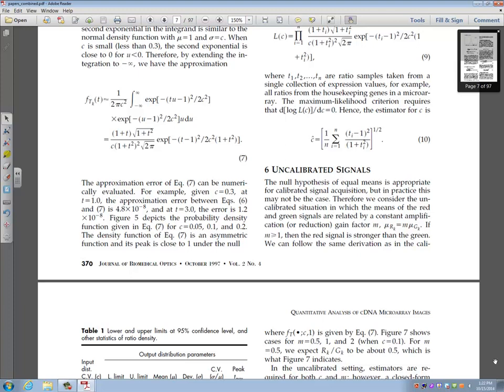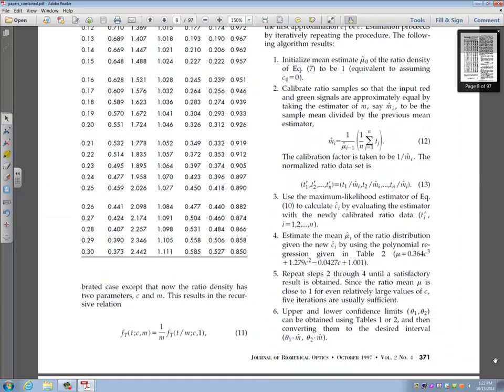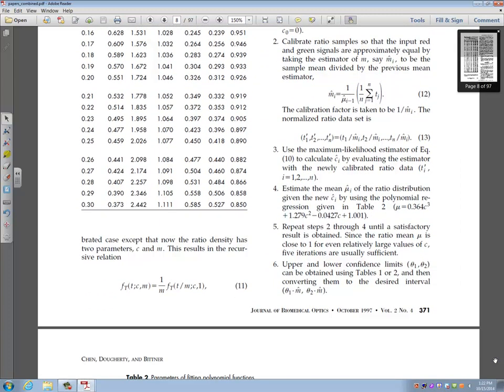And we can follow the same derivation as in the calibrated case, except that now the ratio density has 2 parameters, C and M. And this will result in the recursive relationship, like this. This is the same form, and this is something you've done as undergraduates. When you multiply a random variable by A, the density function is altered to 1 over A times f of the original random variable divided by A. So that's what's happening here. But now, in this function, there'll be 2 parameters to estimate, M and C. Earlier we just had C, because we assumed that the two channels have equal intensity. They're similar.